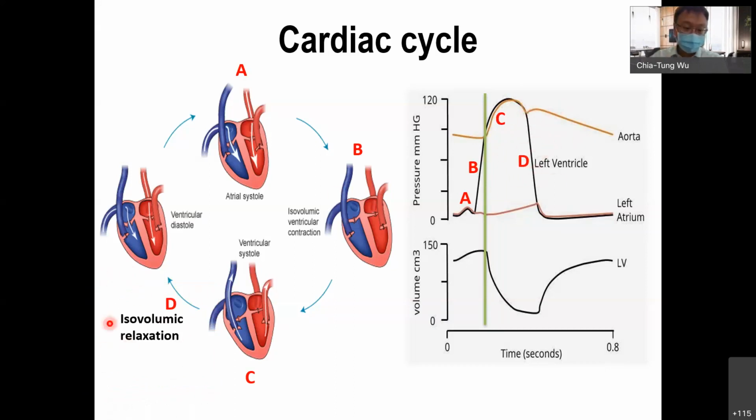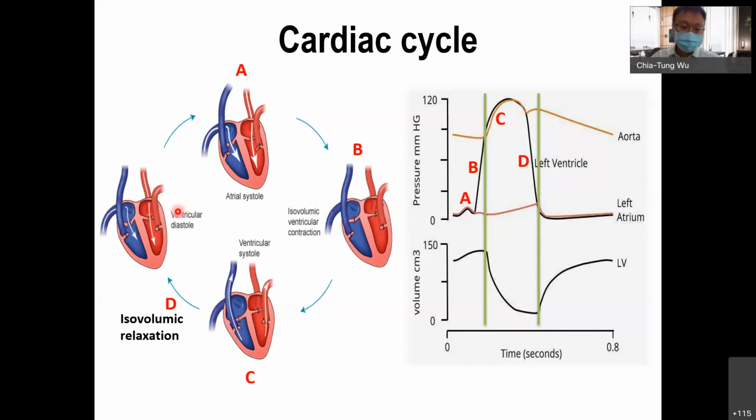D means isovolumic relaxation, because although the left ventricle starts to relax, the pressure inside the left ventricle is still above the pressure in the left atrium. So the mitral valve cannot open because the pressure is higher in the left ventricle. Then our left ventricle keeps relaxing to this point, where the left ventricle pressure falls below the left atrial pressure. At this red line, the mitral valve opens.